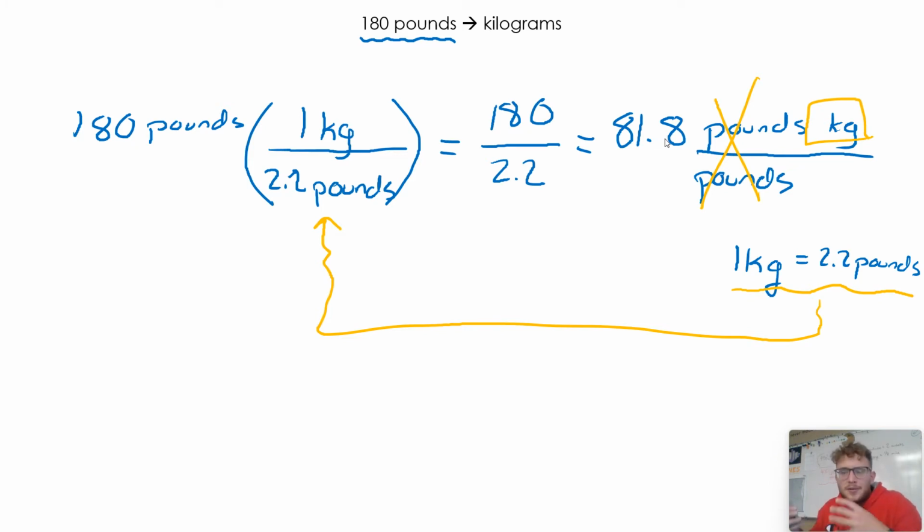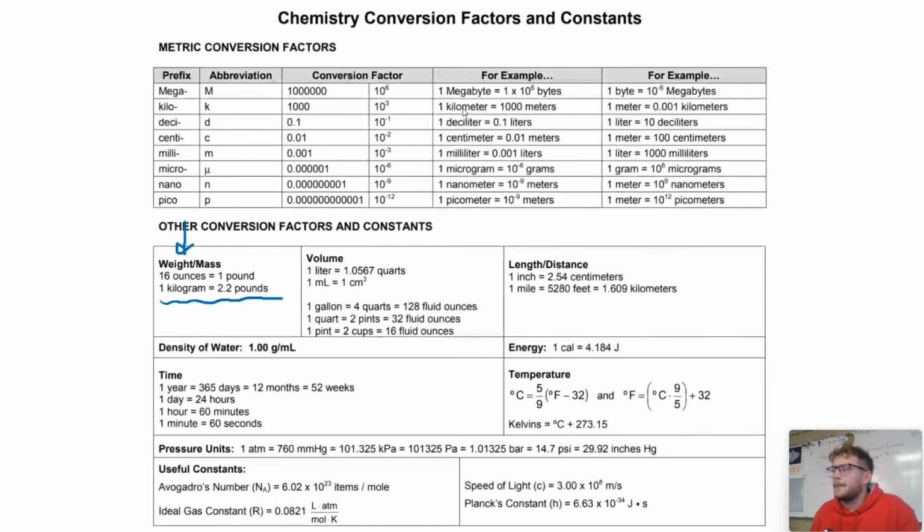It's kind of a weird approach to it, but essentially this is how it works: you set it up like this, it cancels the units, and then you get your final product out that you want. This is the simplest kind of problem where you only have one conversion. Let's do another example to see how this plays out with new numbers.